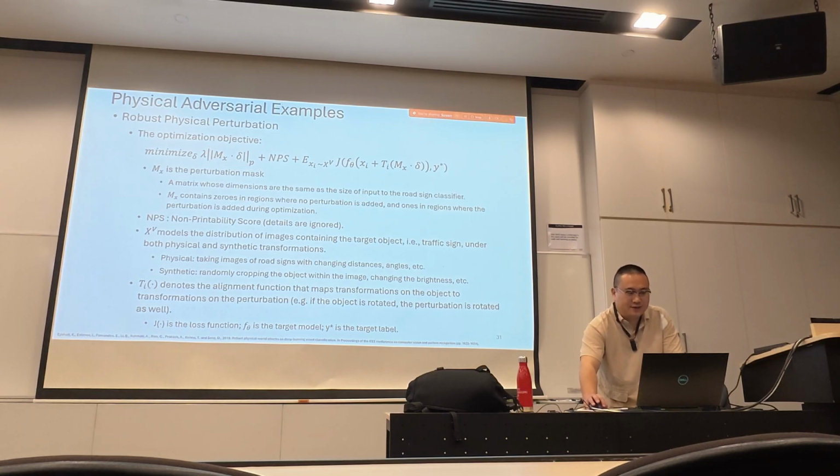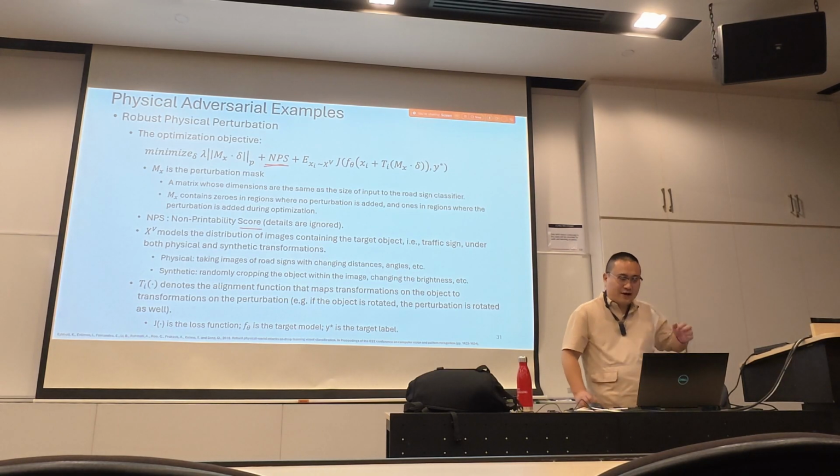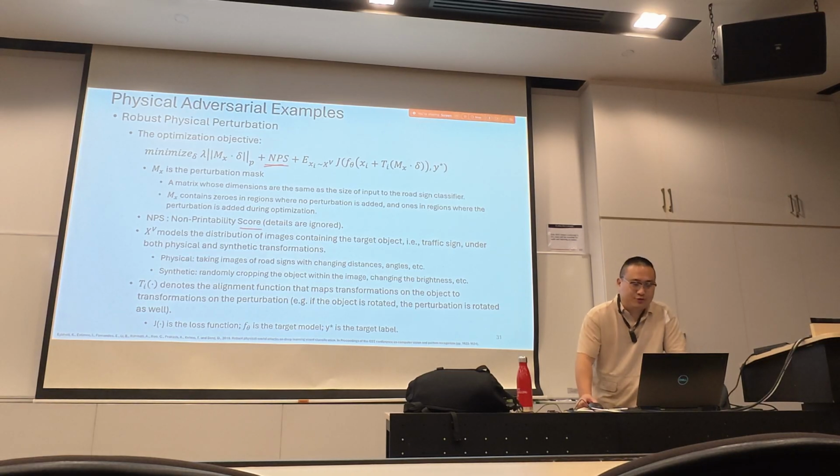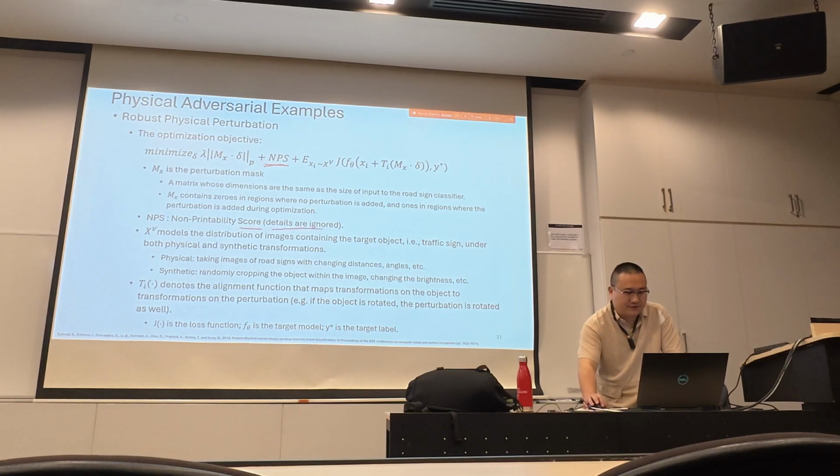Okay. And then let's look at the second one. So NPS. NPS is the non-printability score. So when we minimize the NPS, it helps us to reduce the difference between the digital representation and the final print results. For the details of the NPS, we don't cover them in this subject. And then there is the last one. So what is the last one? Let's look at the notations.